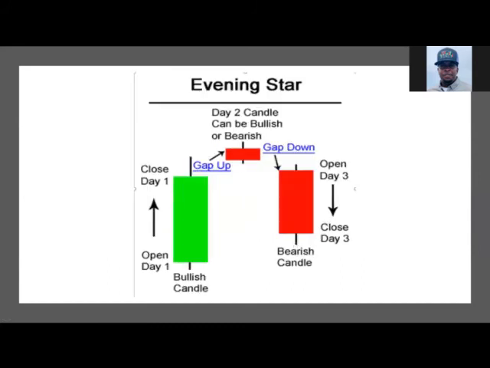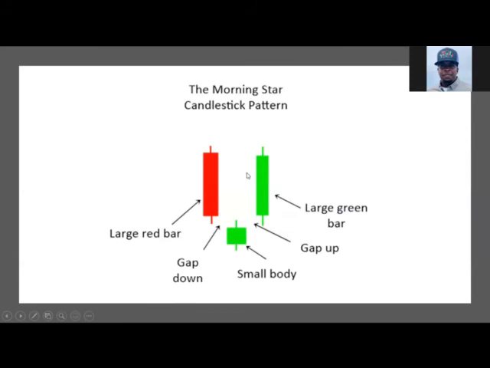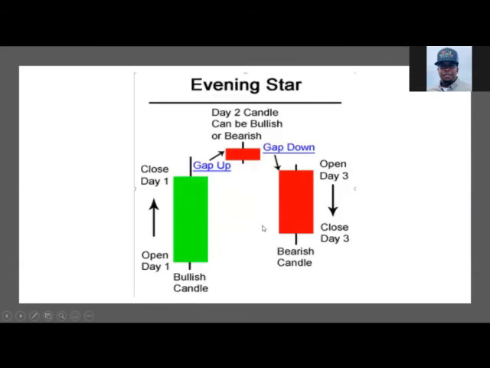Let's talk about our bearish reversal, an evening star. We have a long leg, a short leg, and a long leg. This could also be a doji. So this is going to be our bearish reversal. We have a long leg, short leg or a doji, and another long leg. Our evening star is going to be our bearish reversal.